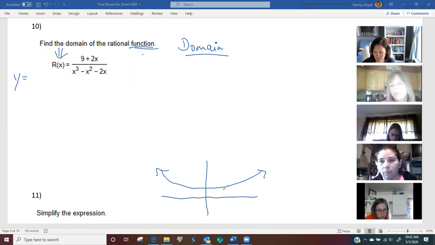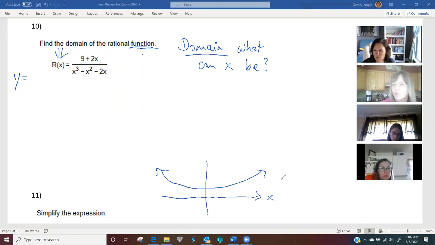Then I would ask you, hey, what's the domain? Domain is what can x be? This is really the importance of understanding this: what can x be? What can you plug in for x? If you look at this graph, this is your x-axis. Do you see how x can be anything from negative infinity to positive infinity? This thing goes on forever.